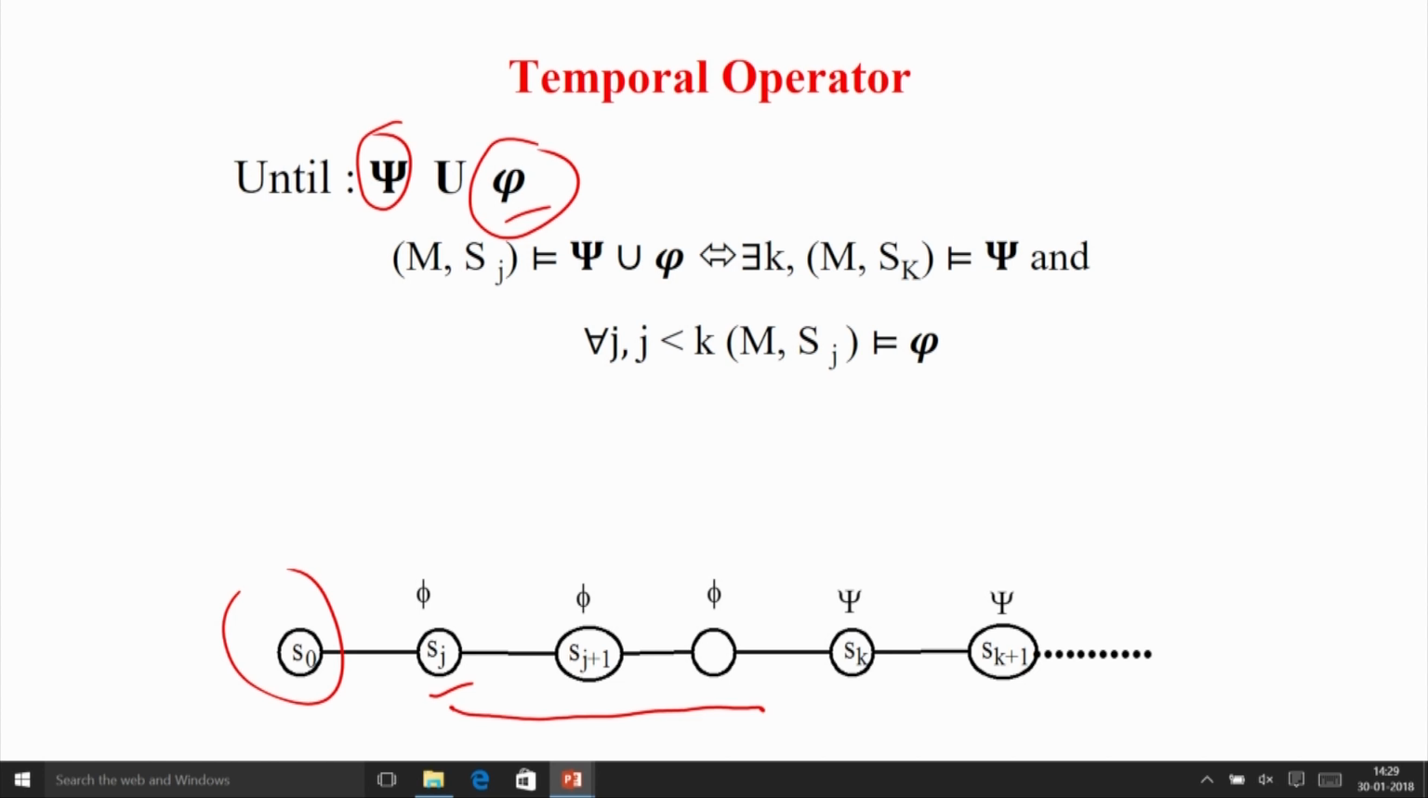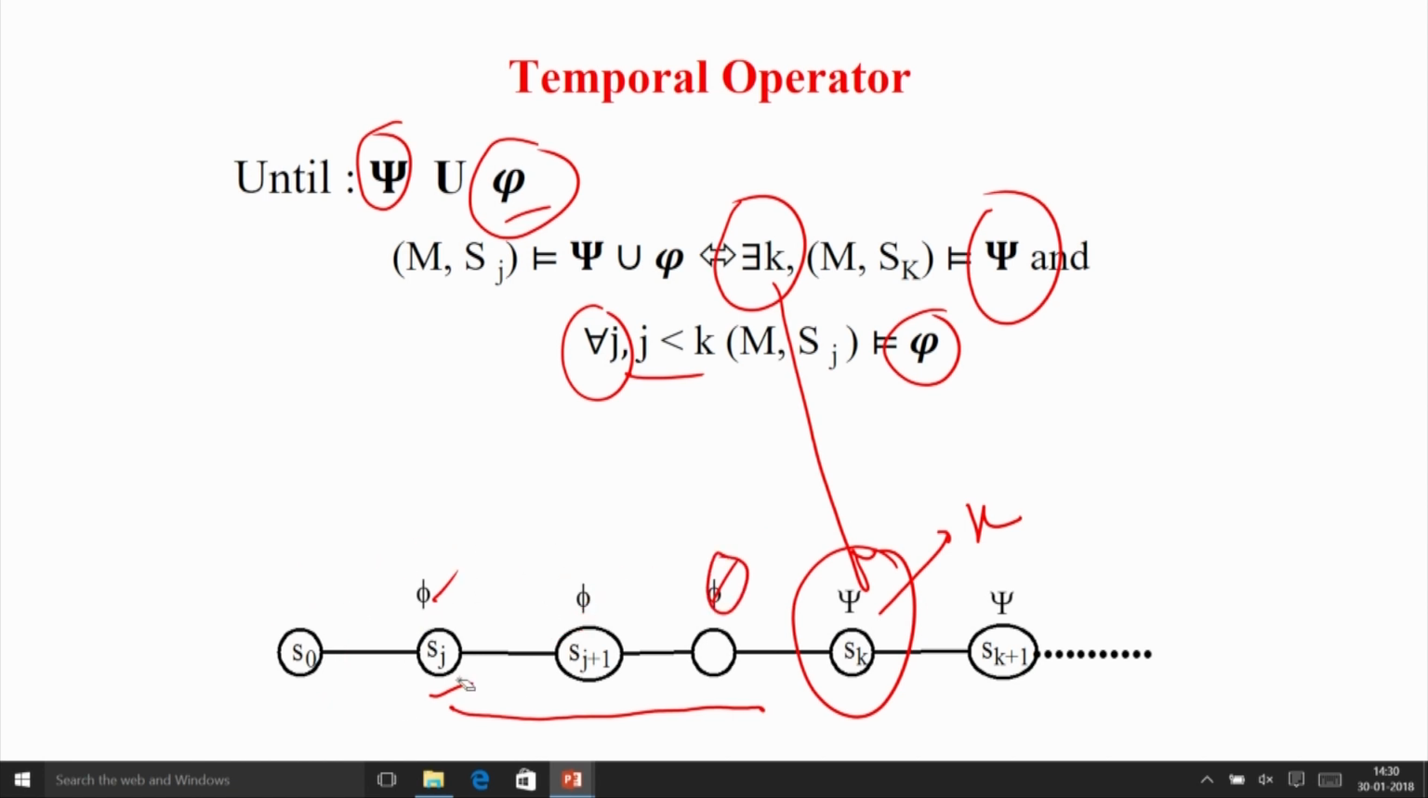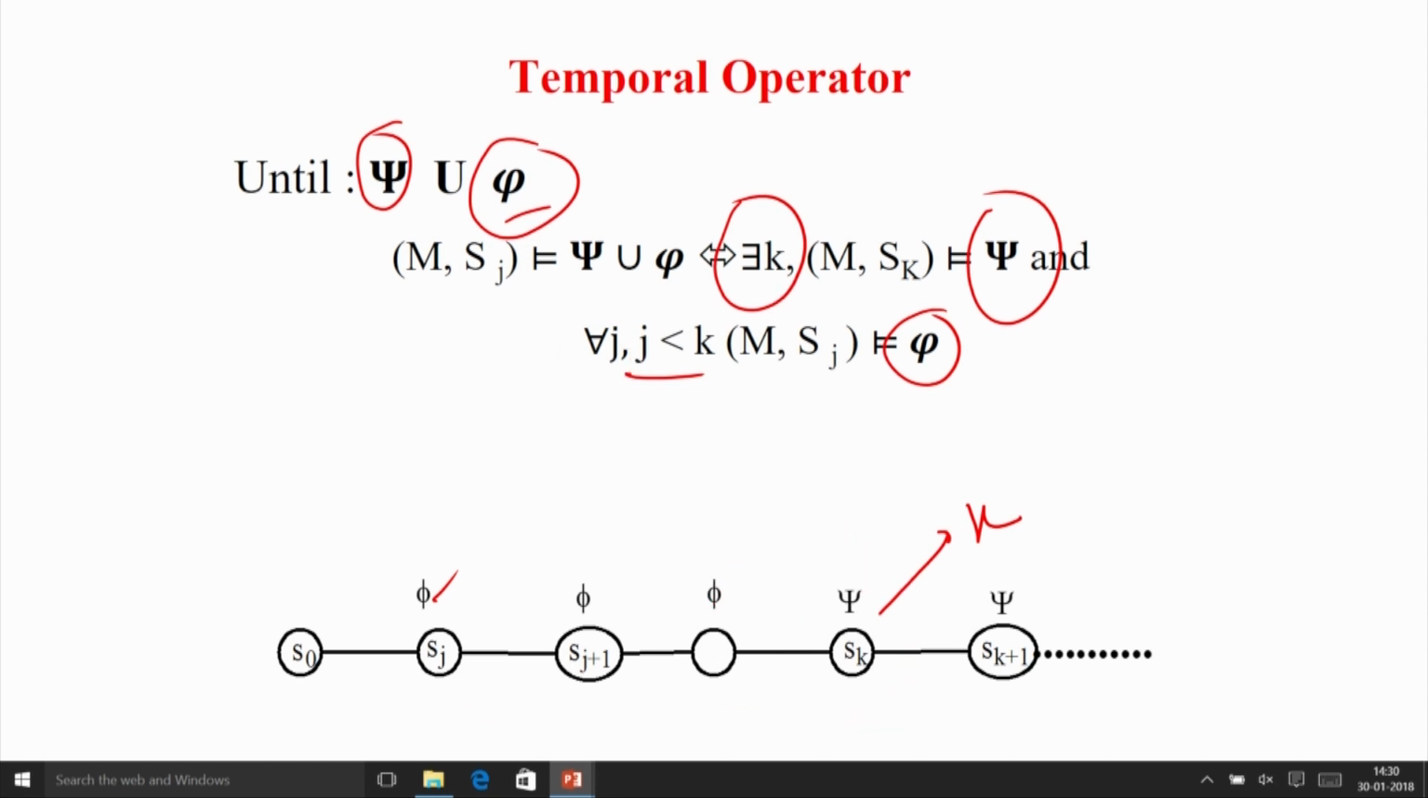But psi until phi is represented by this mathematical formula, which says that there exists a k where basically psi is holding. And before that, for all j less than or equal to k, your phi should hold. So basically in Sj it will be true because there exists a k where psi is true, and at any other state less than or equal to this k, phi is holding, but S0 will not satisfy this. Okay, so you can say Sj, Sj plus 1 all satisfy this temporal property.